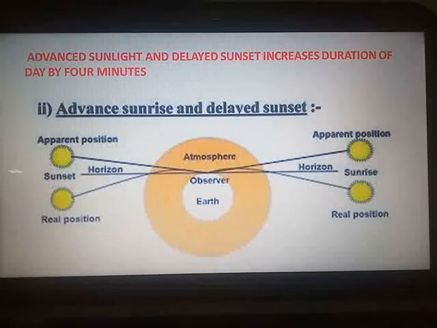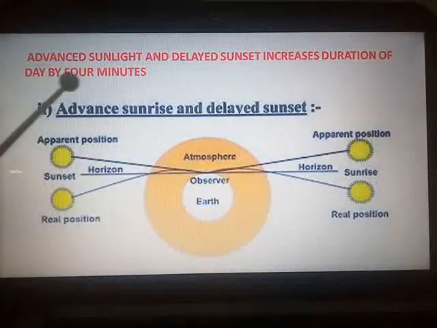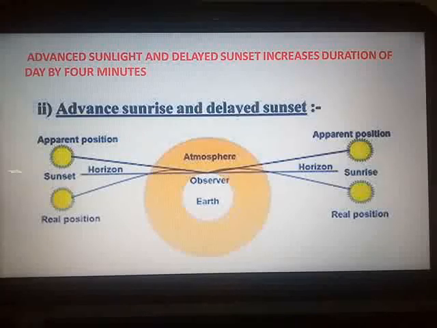As the sun rays bend while traveling from one medium to the other medium, you can see the sun not when it reaches the horizon, but 2 minutes before sunrise and 2 minutes after sunset, and hence we can say that advanced sunrise and delayed sunset increase the duration of the day by 4 minutes. 2 minutes before sunrise and 2 minutes after sunset. So the total duration of the day is increased by 4 minutes.